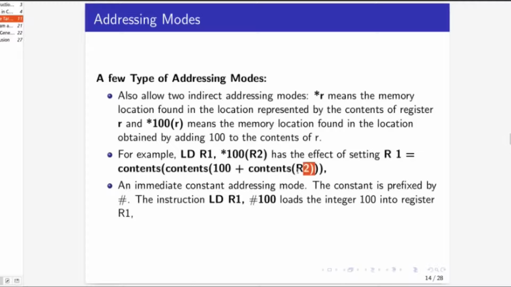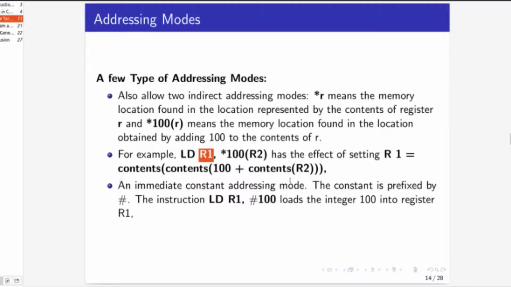First we take the content of R2, it's a register, so we take the content, then that content is added with 100, that is content of R2 plus 100, then you will get a memory location. Then take the content of that memory location, and again you will get a memory location. Then take the content of that memory location, and that value is stored into R1. So that means content of content, that is why it is indirect, and we call it indirect addressing.